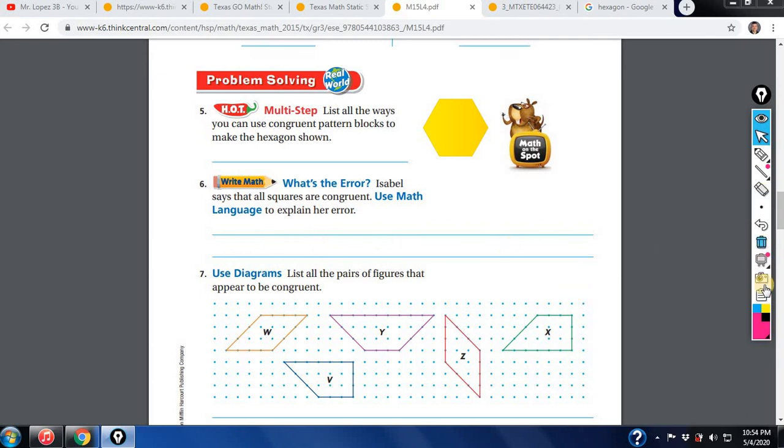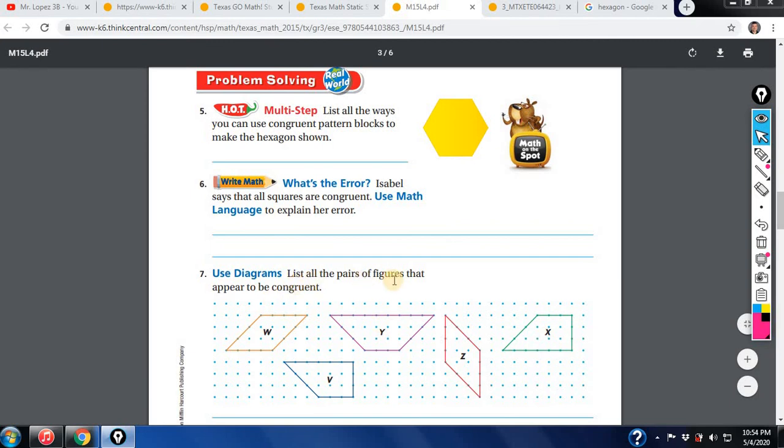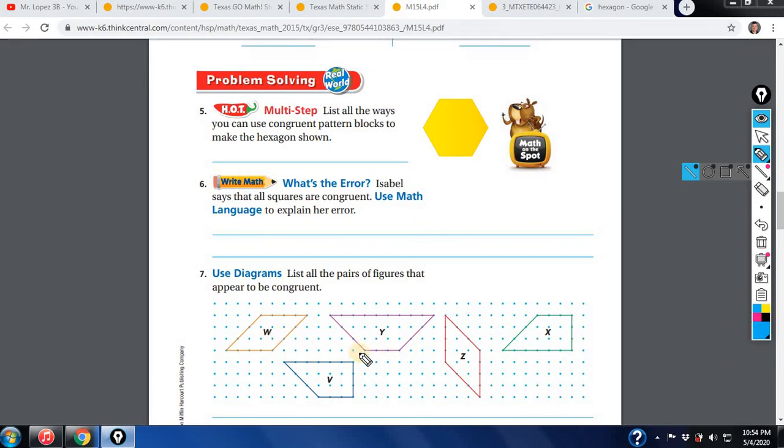Let's look at the shapes over here. List all the pairs of figures that are congruent. So first of all, let's go to Y. Do I see another trapezoid here? First of all, I don't see another one, so I can X Y out. And you should already see them now.